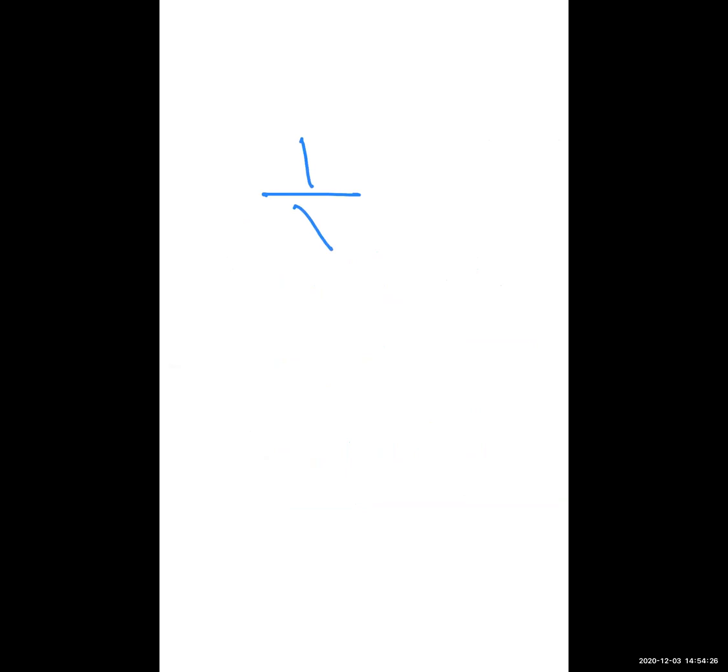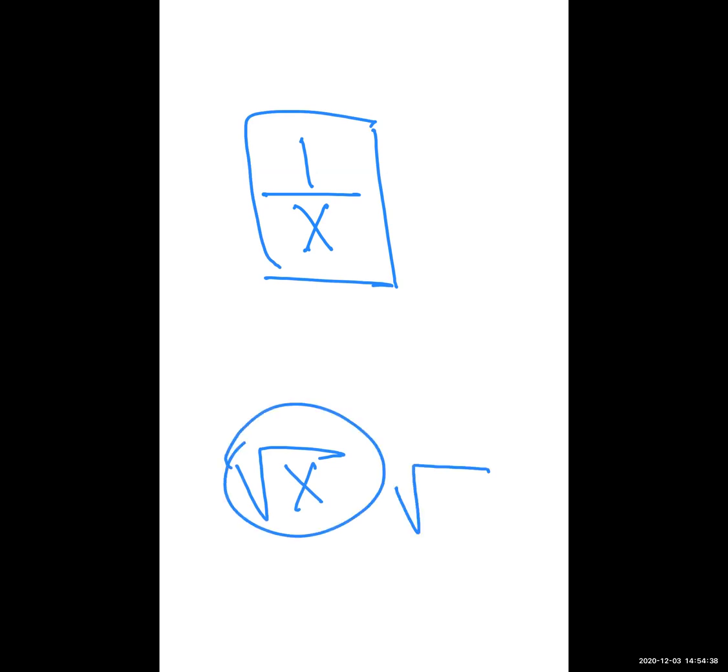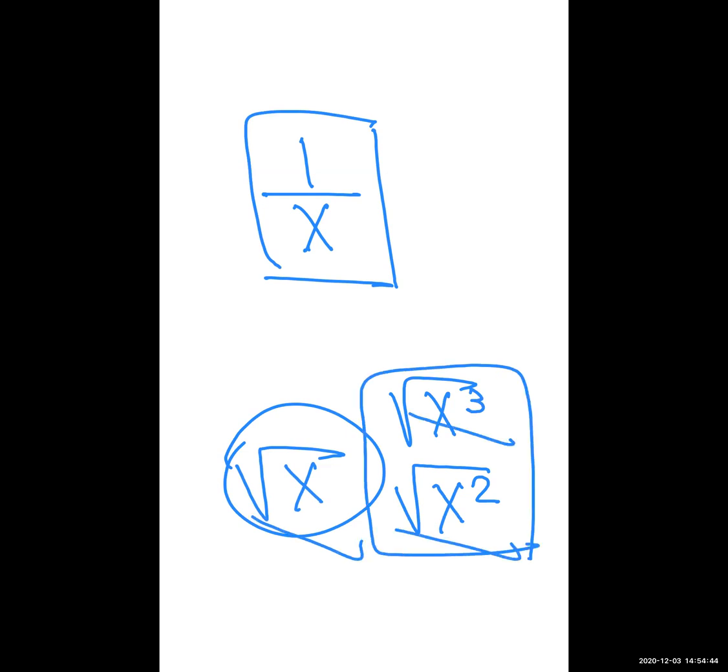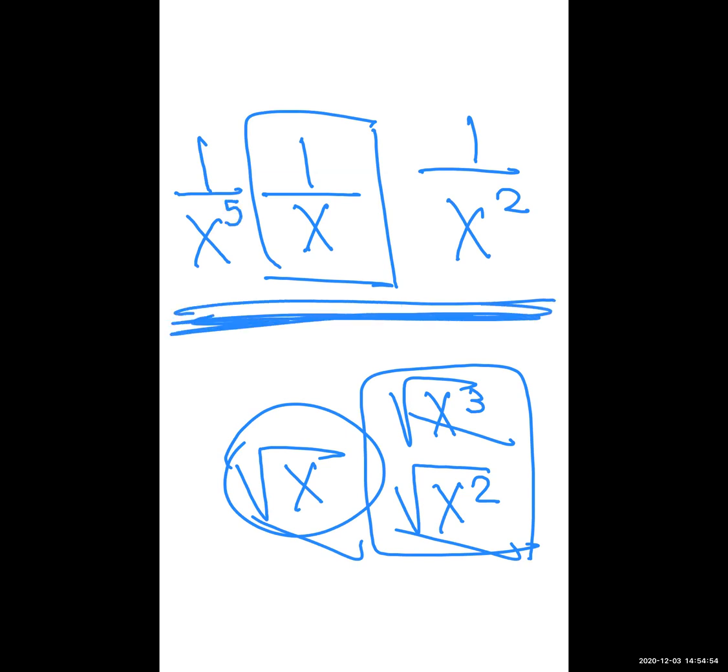Number 2: 1 over x. By the way, I said the square root of x, but it will be the same for square root of x squared, square root of x power 3, whatever. All are the same case. So 1 over x is the same as 1 over x power 2 or 1 over x power 5, all of this. Also this one is not a polynomial.